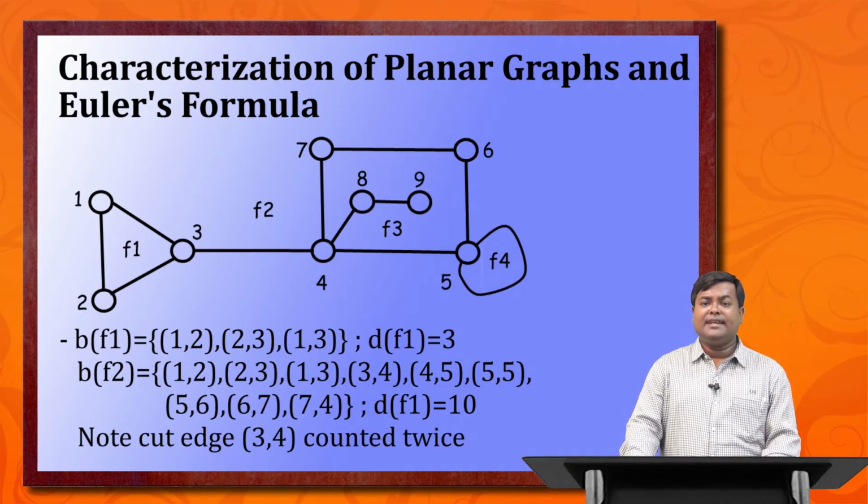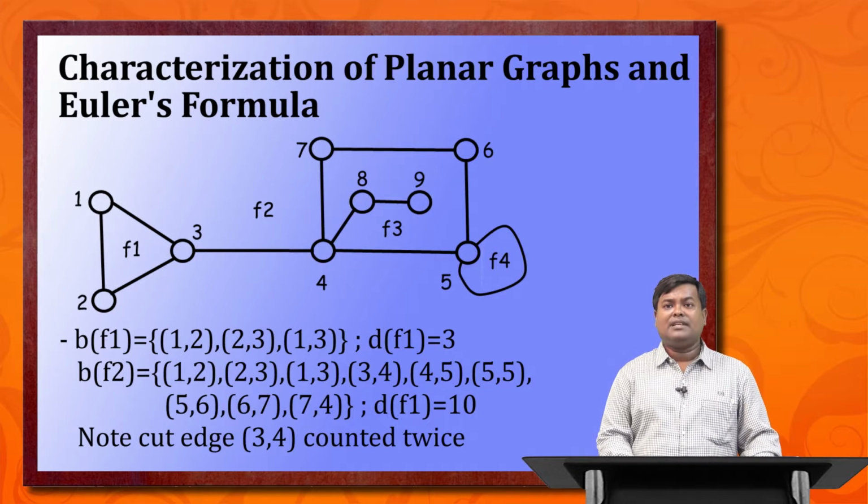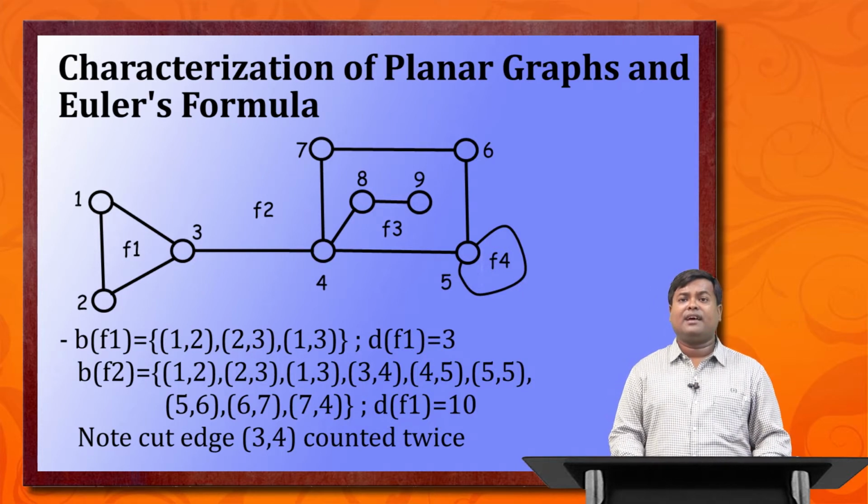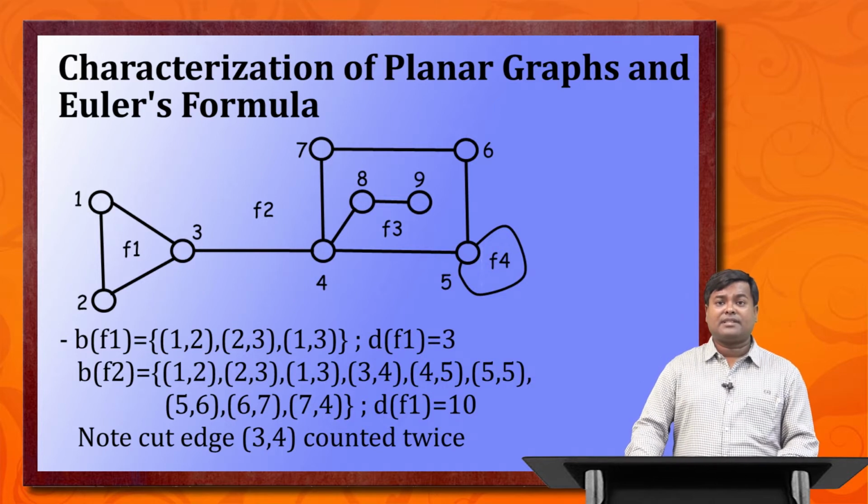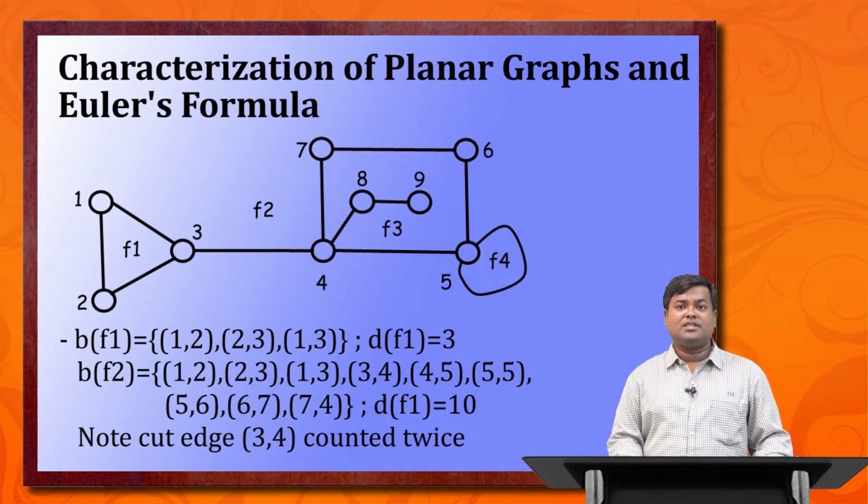So we have defined the degree in two different ways. One way is to count all the edges, and if there is any cut edge, count it twice. Here 3-4 is the cut edge. What is a cut edge? If you remove that particular edge 3-4, then the entire graph becomes disconnected and has two different components. So we check whether removing an edge creates a disconnected graph; if it does, it is a cut edge. In this case 3-4 is a cut edge, so we count it twice. This is one definition.